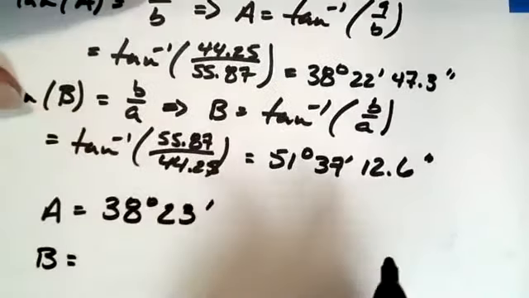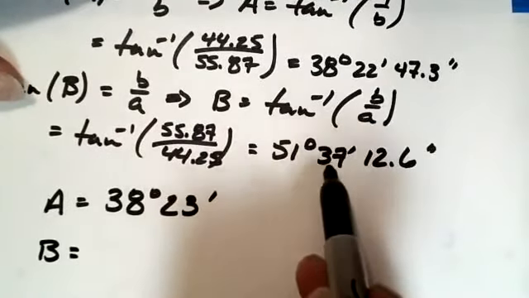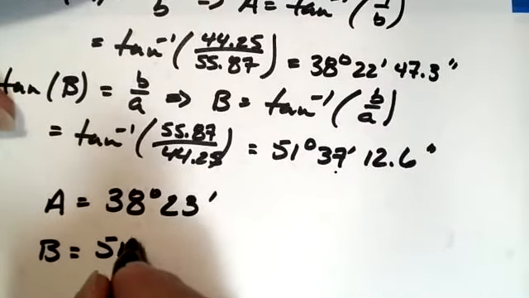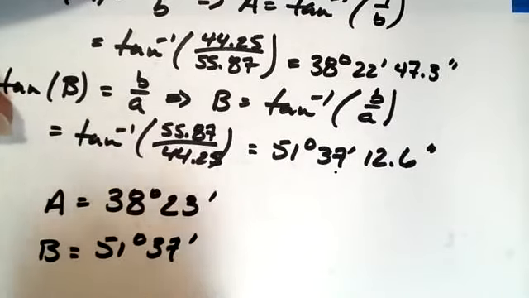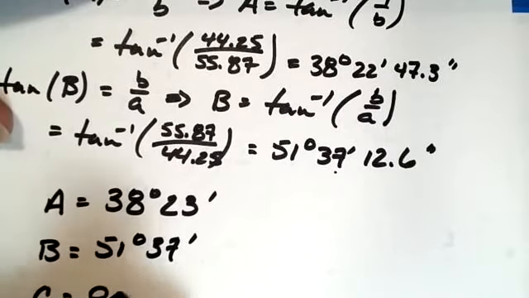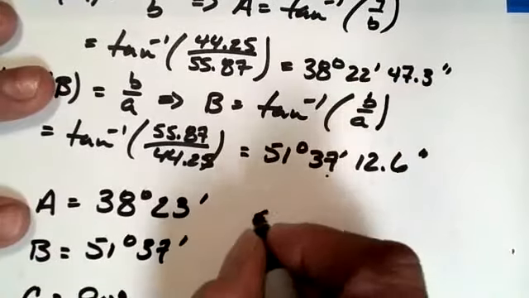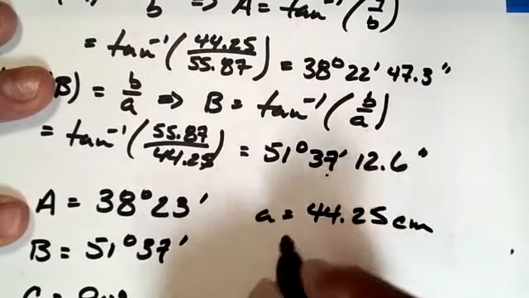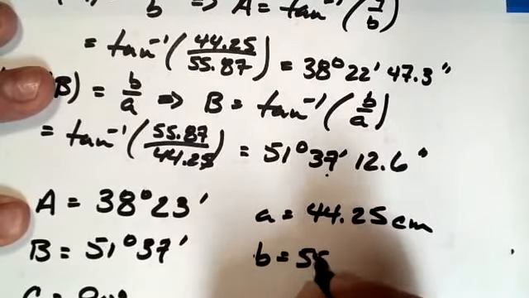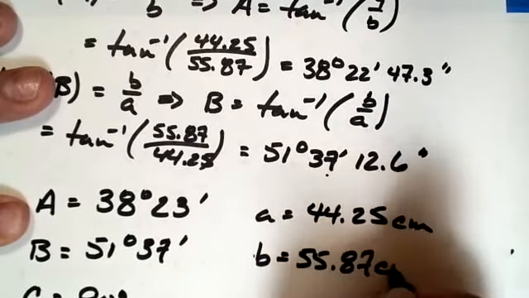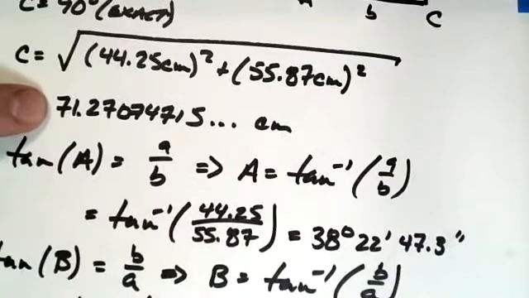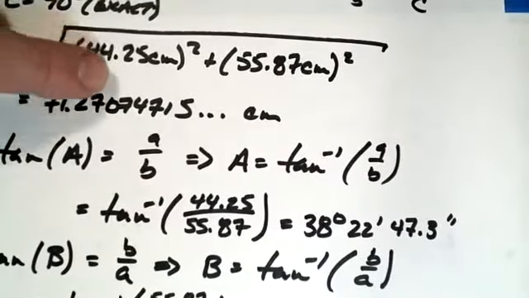B, notice that that's 51, 37. That gets rounded down, so 51, 37. And then, of course, C is 90 degrees exactly, given in the problem. A was given in the problem as 44.25 centimeters. B was given in the problem as 55.87 centimeters. And then C, which we calculated right here, 71.27, blah, blah, blah.